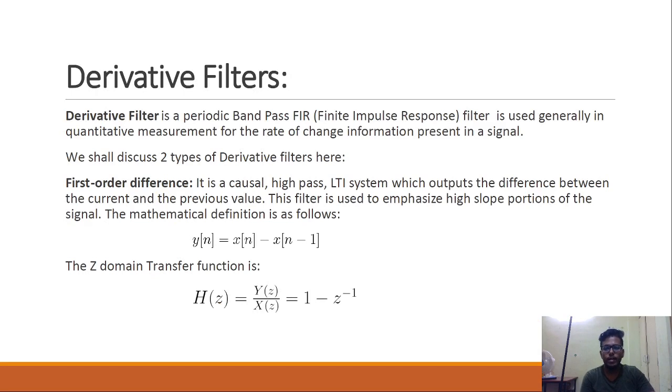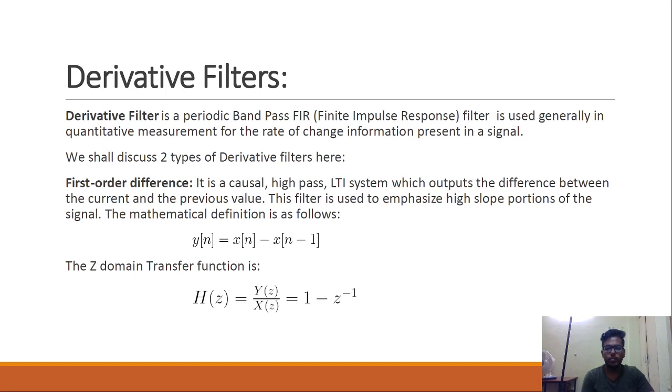Now, derivative filter is a periodic bandpass FIR filter which is generally used in quantitative measurement of the rate of change of information present in a signal. We shall discuss two types of derivative filters here, which is the first order difference filter and the three point central difference filter. Now first let's see first order difference filter.